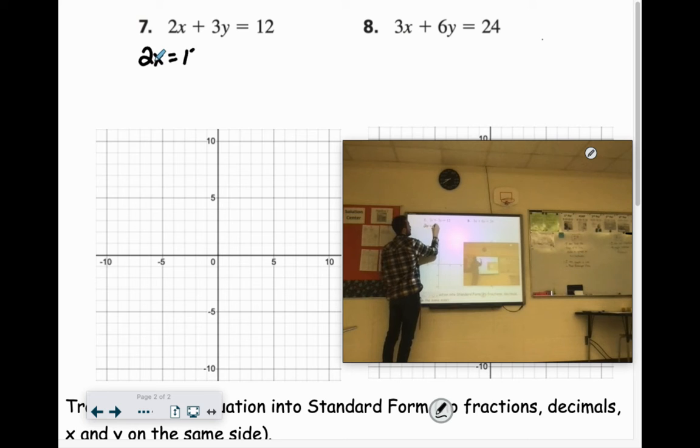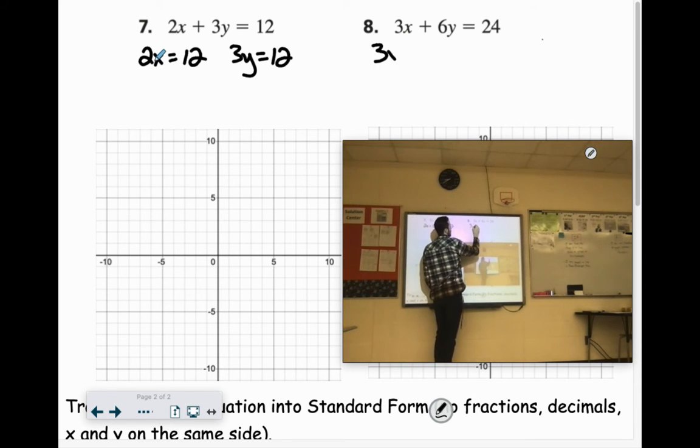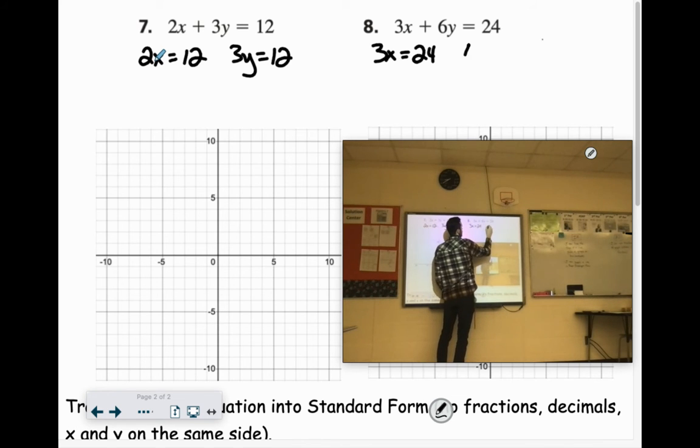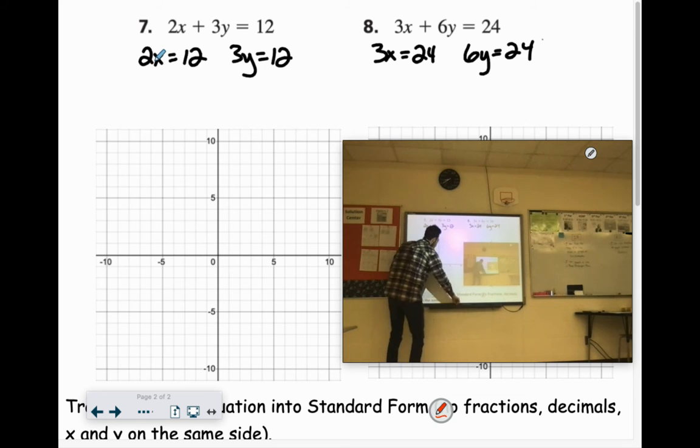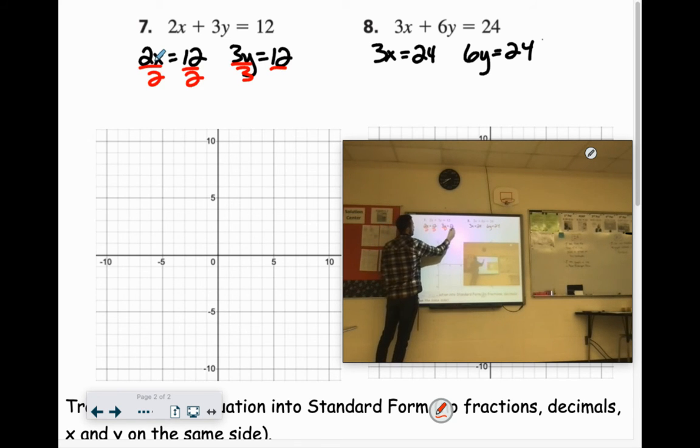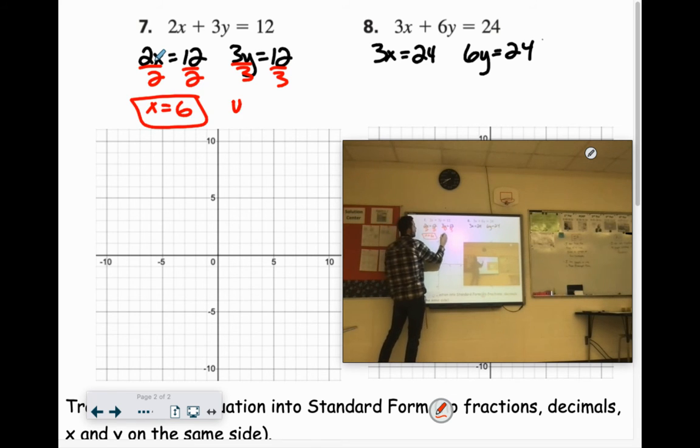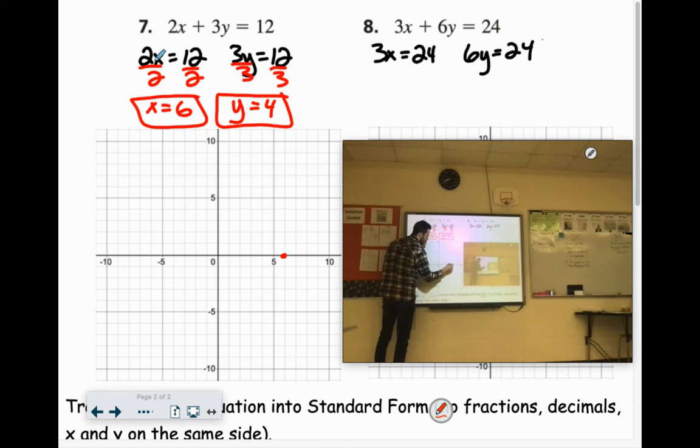2x equals 12, 3y equals 20, 3x equals 24, 6y equals 20. 2 divided by 3 divided x equals 6, y equals 4. 6, 4. Missed it.